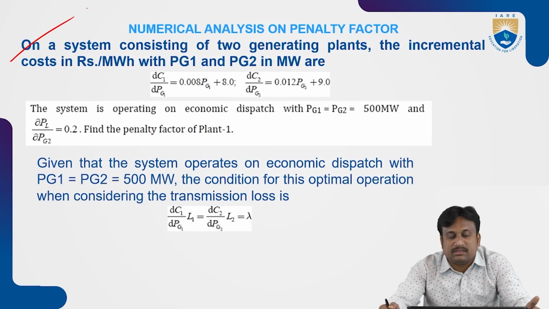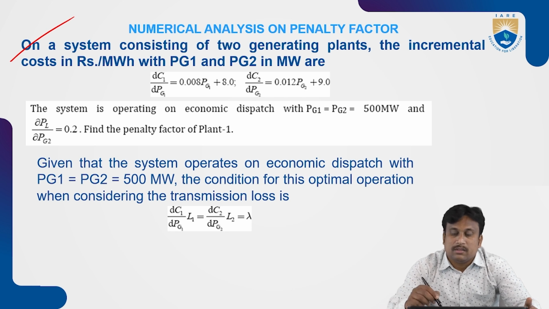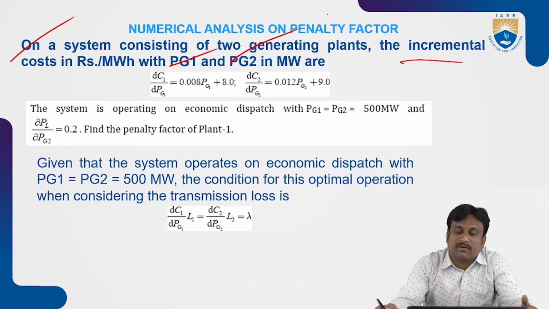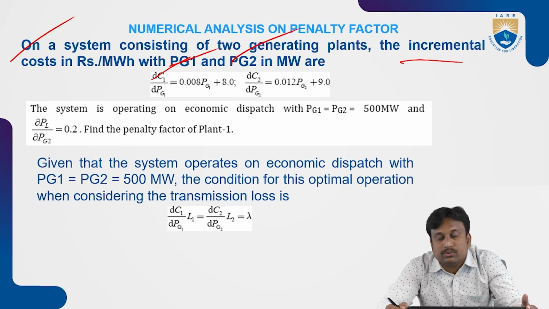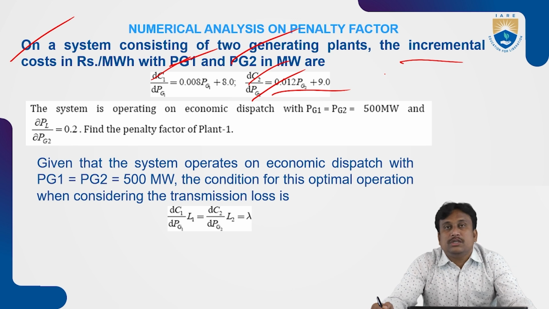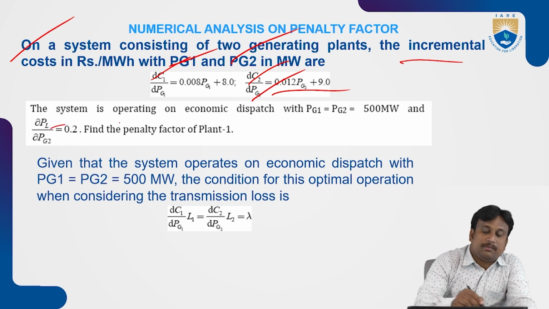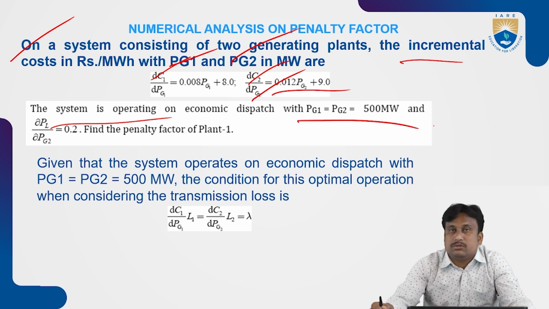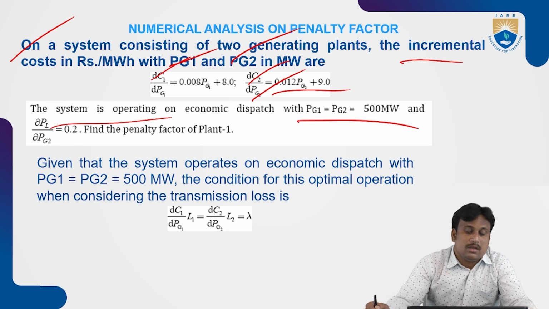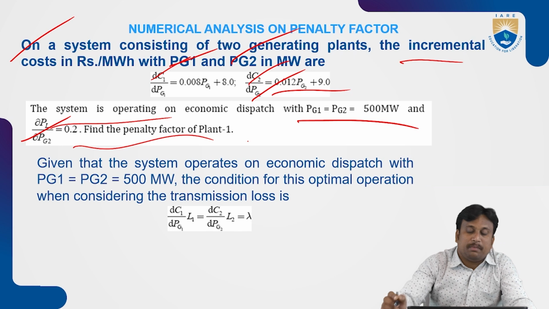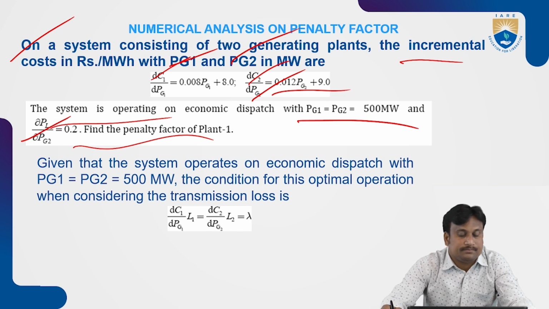Next one is on a system containing two generating plants. The incremental costs are in rupees per megawatt hour, with PG1 and PG2 in megawatts. They are dC1 by dPG1 equals 0.008 PG1 plus 8, and dC2 by dPG2 equals 0.012 PG2 plus 9. The system is operating on economic dispatch with PG1 equals PG2 equals 500 megawatts, and dou PL by dou PG2 is 0. Now calculate the penalty factor of plant 1.